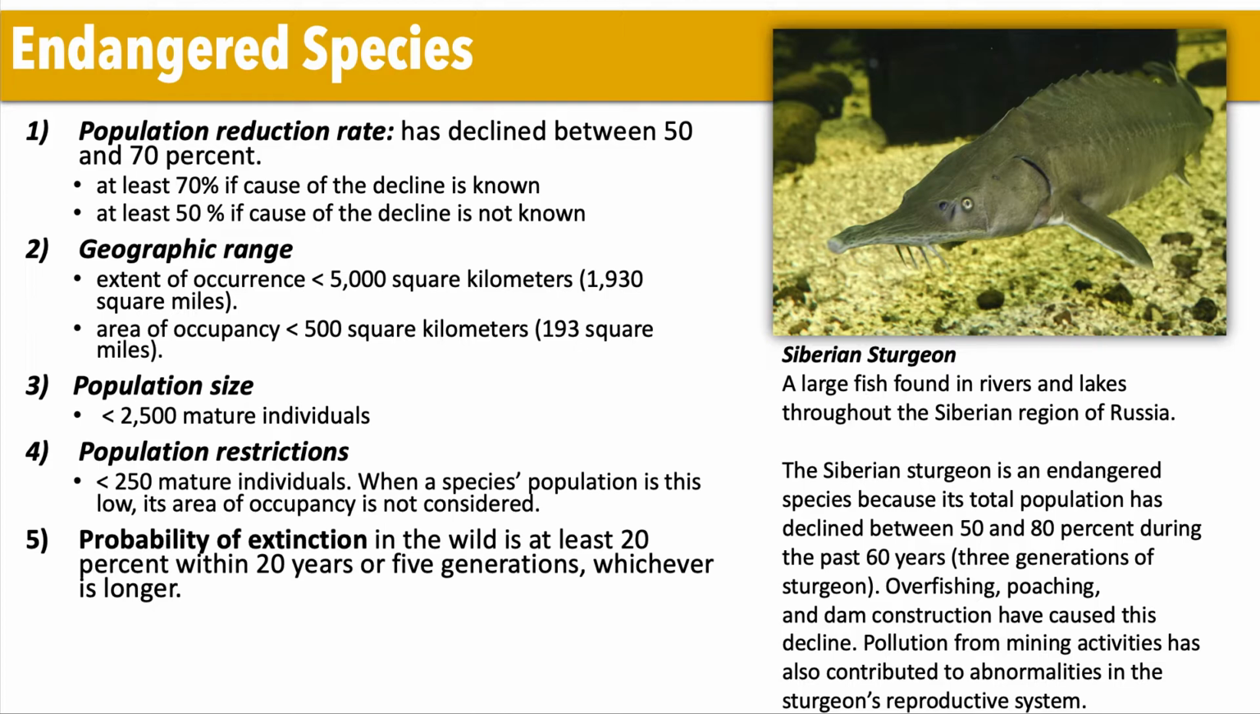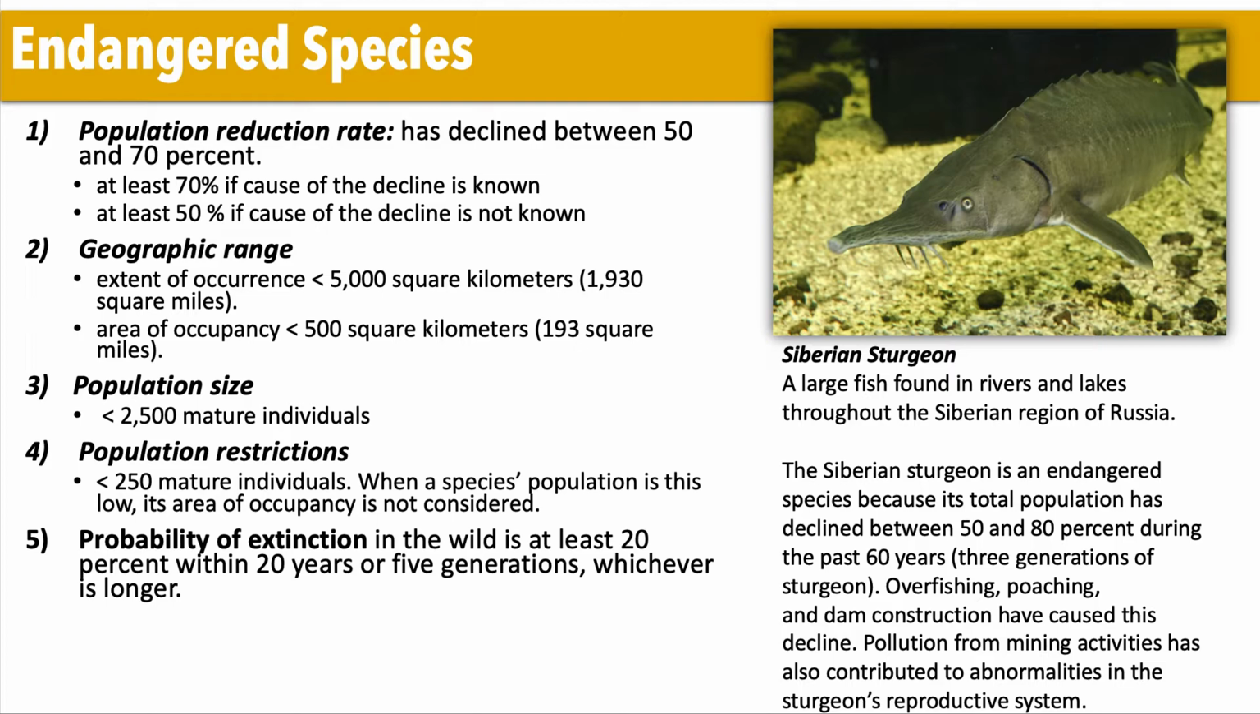The geographic range has to be less than 5,000 square kilometers, and the area of occupancy has to be less than 500 square kilometers. The population size needs to be less than 2,500 mature individuals, and the population restriction has to be less than 250 mature individuals. And when the species population is this low, the area occupancy isn't actually considered for the population restriction. The probability of extinction in the wild is at least 20% within 20 years or 5 generations, based on the scientists' formulas that they use, whichever is longer.